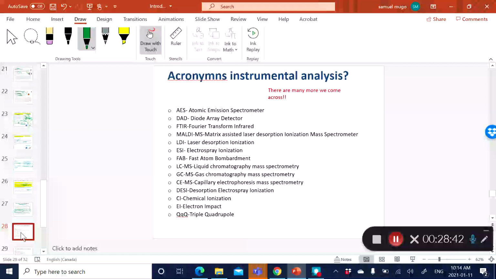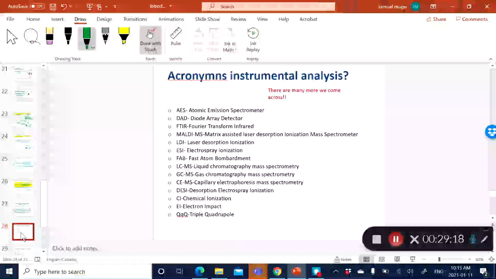For example, AES stands for atomic emission spectrometer. DAD, which is a detector used a lot with HPLC, stands for the diode array detector. It's a UV detector essentially. But some companies, like Agilent, among other vendors, call it a diode array detector. And we're going to talk later on, of course, about how it works and the components in it, and how it affects the figures of merit, such as the limit of detection and so forth.